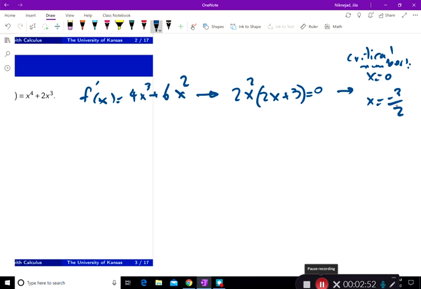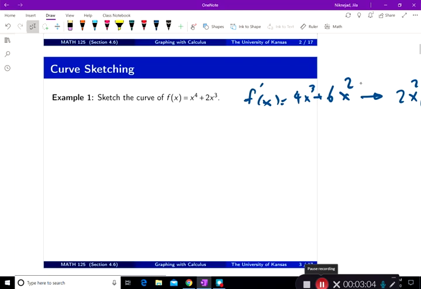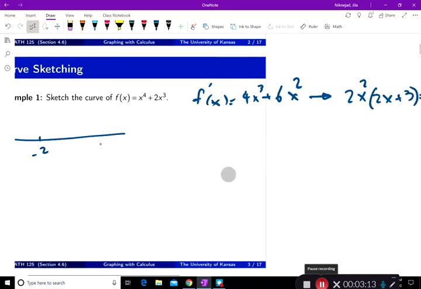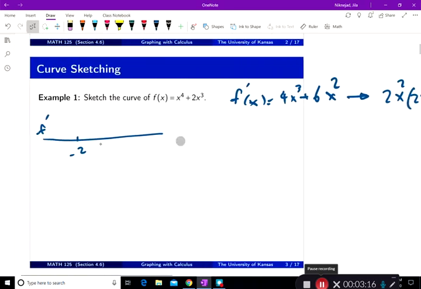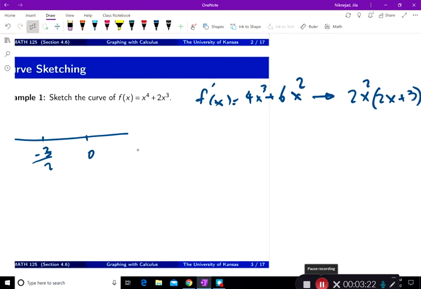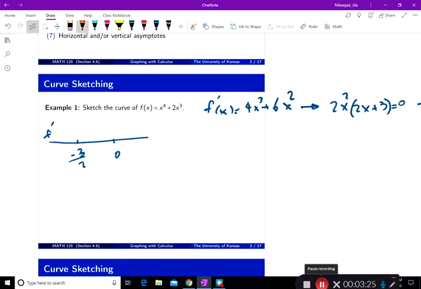The next thing that I want to do, before taking the second derivative, is to use these two to find the intervals of increasing, decreasing, and one more thing. So this is f prime. I'm putting -3/2 and 0 on the interval. Then I'm going to use this one to find the sign for f prime. That's one that I have already done factoring.